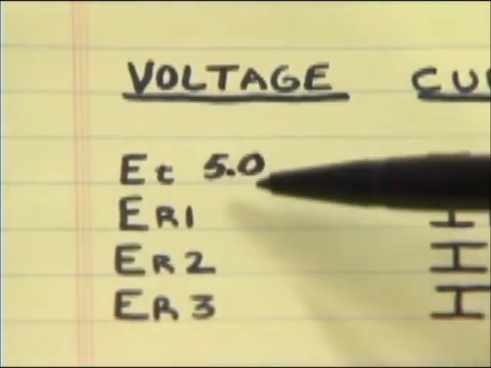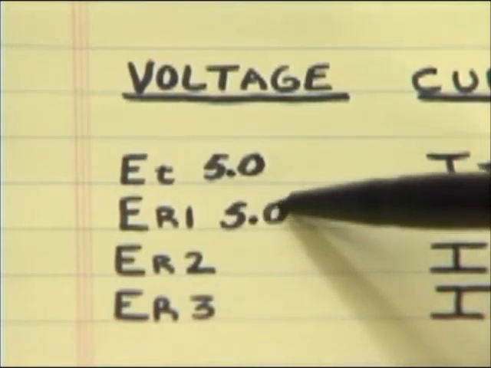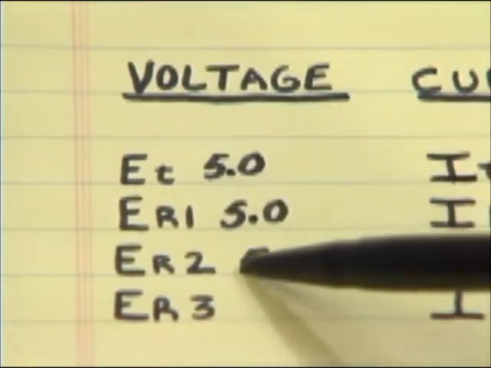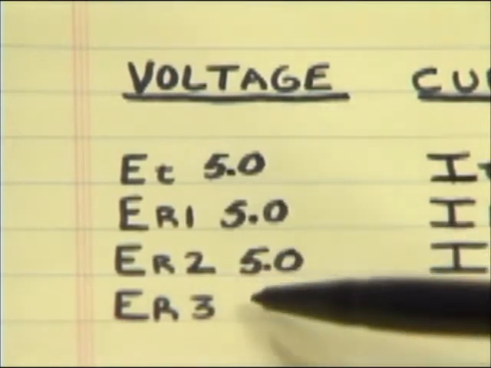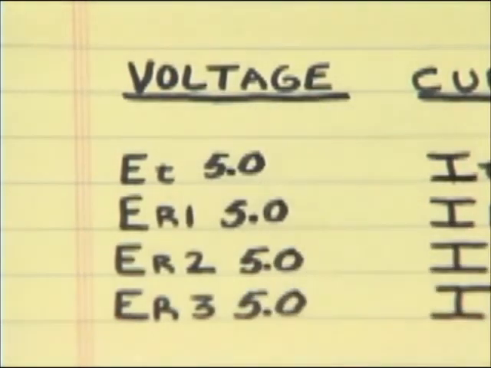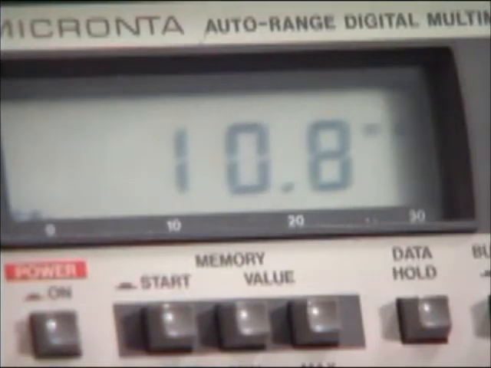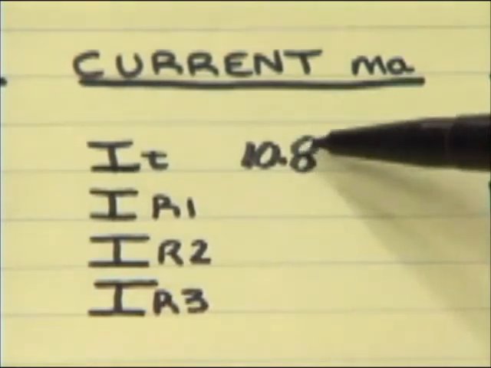On your notepad, record 5.0 volts for total voltage. You can also record 5.0 volts for ER1, ER2, and ER3. Remember, the resistors are connected in parallel, so the voltage is the same at each branch in the circuit. Look at the ammeter measuring total current. It's reading 10.8 milliamps. Record this for IT.